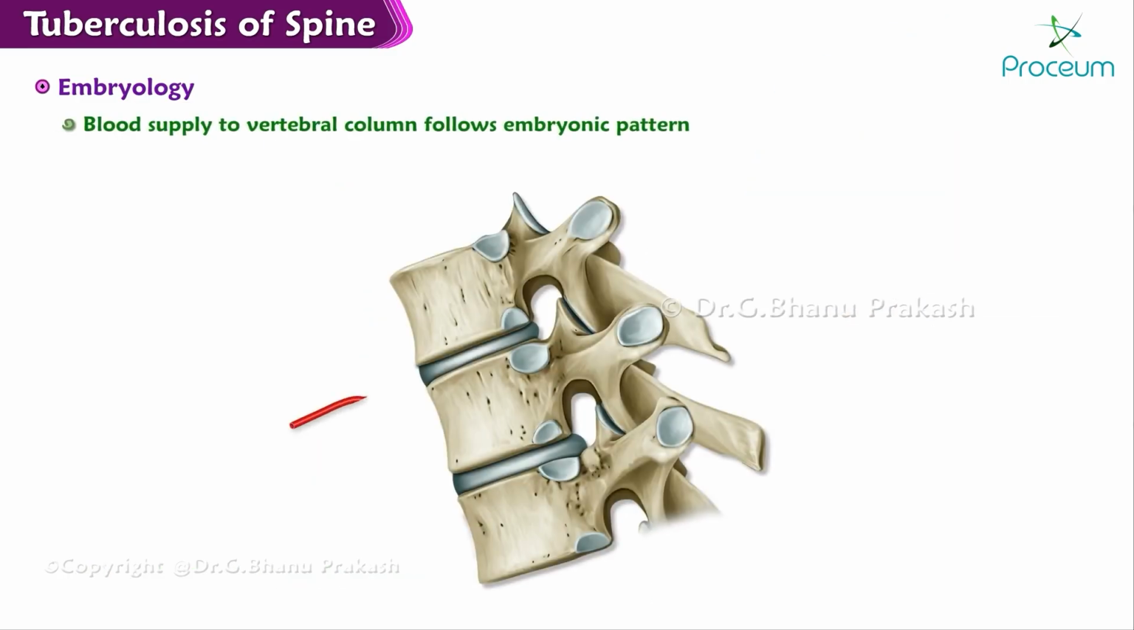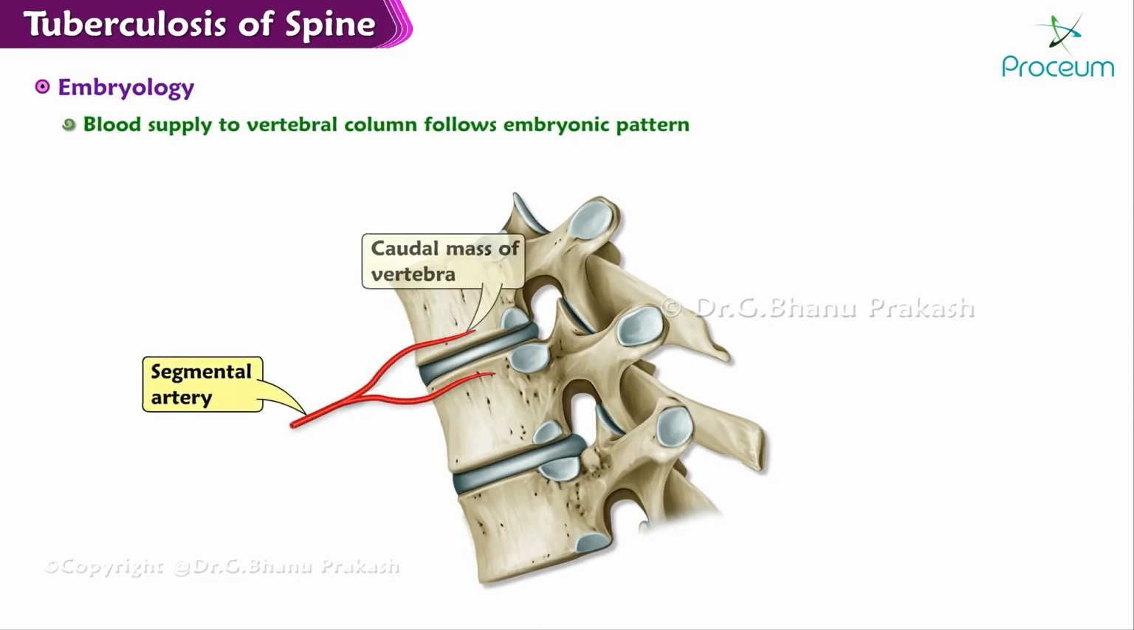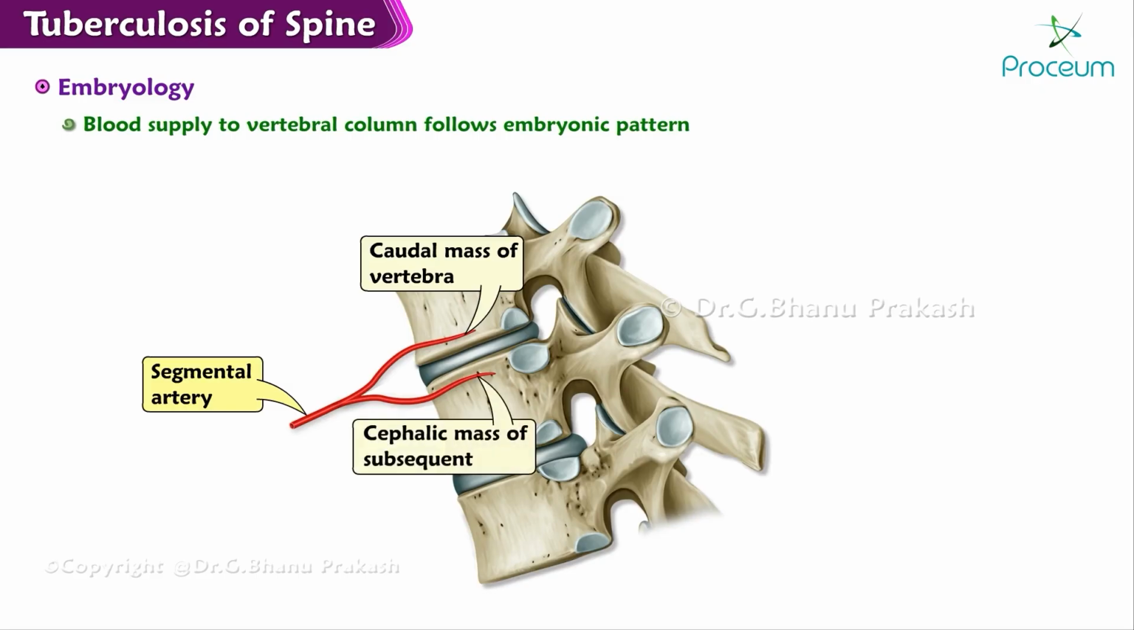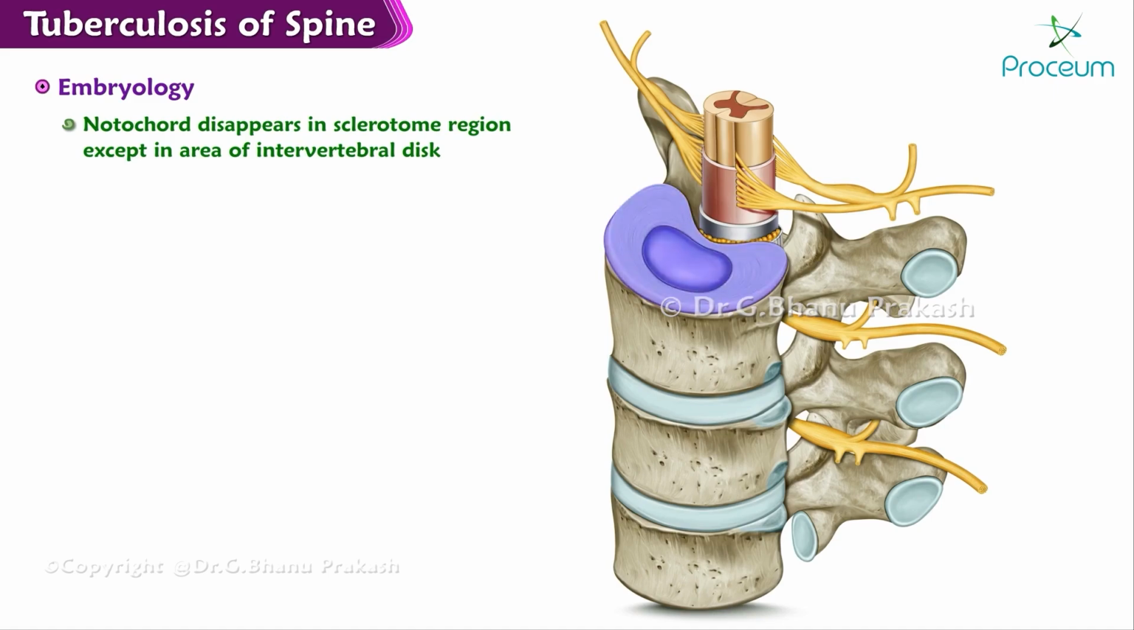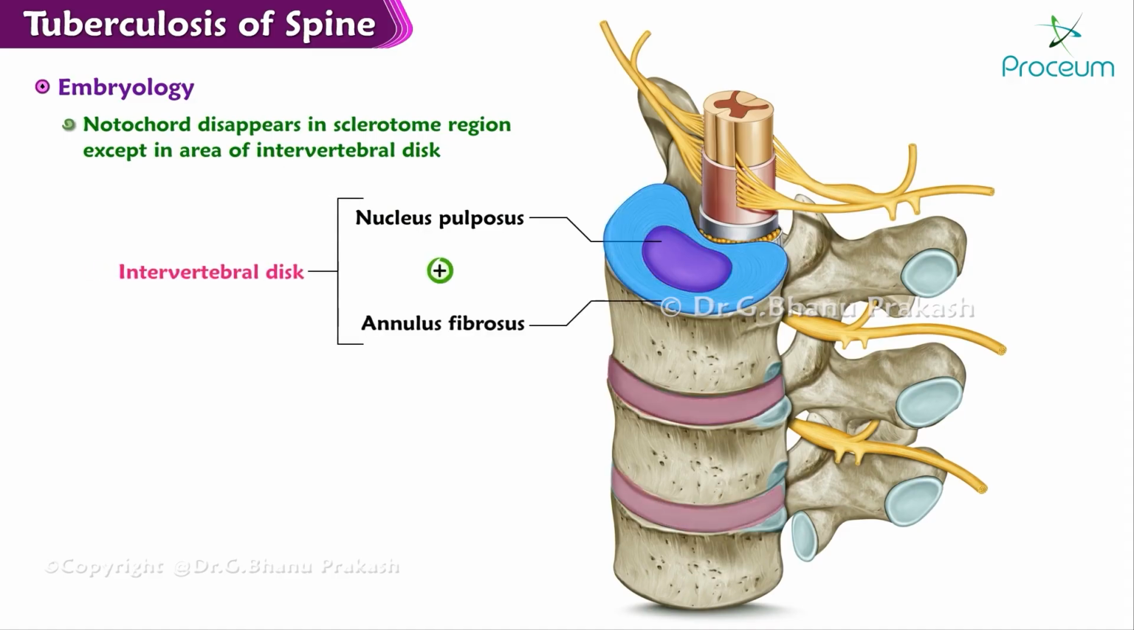The blood supply to the vertebral column follows this embryonic pattern. Each segmental artery in the vertebral column supplies the caudal mass of the vertebra above and the cephalic mass of the subsequent vertebra below. This pattern is maintained throughout the fully developed vertebral column. However, the notochord disappears in the sclerotome region, except for the area of the intervertebral disc, where it remains as the nucleus pulposus. The nucleus pulposus, along with the annulus fibrosus, forms the intervertebral disc.